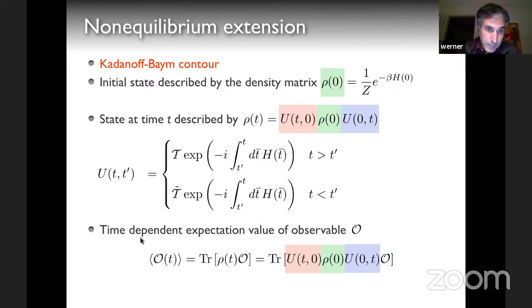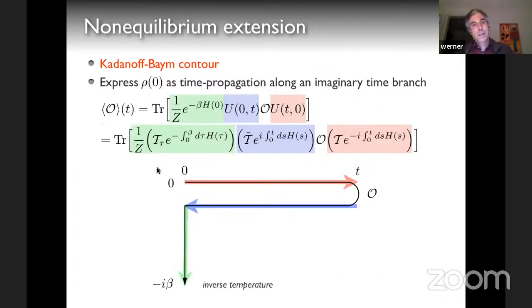With this time evolved density matrix, we can then obtain time-dependent expectation values of some local observable O by computing the trace of the density matrix times O. And now we insert this product here for the time evolved density matrix, and we can use the cyclic property of the trace to move the red factor to the right-hand side. And then we end up with this expression here for the time-dependent expectation value, where I have replaced the density matrix by its definition. Now we may express these time evolution operators as time-ordered and anti-time-ordered exponentials, and we can also express the initial density matrix as an imaginary time-ordered exponential.